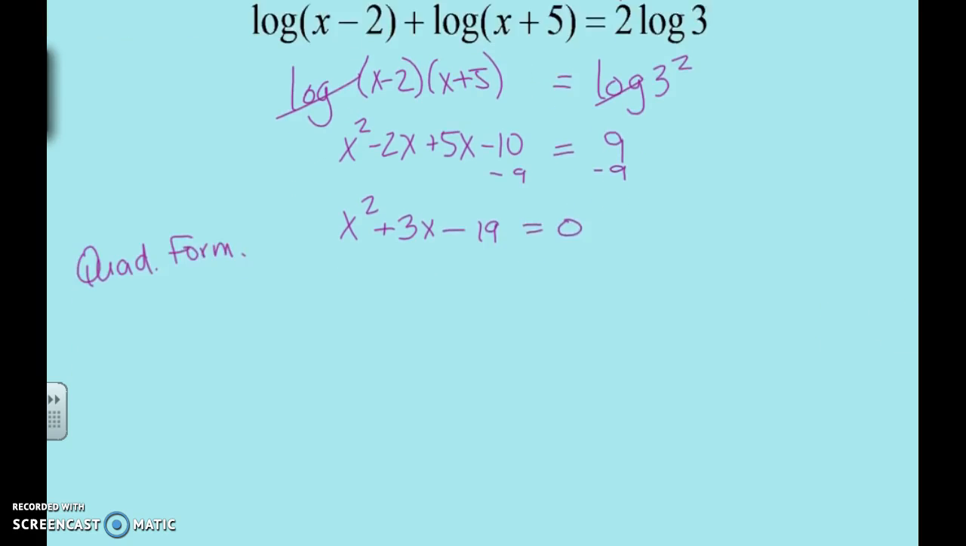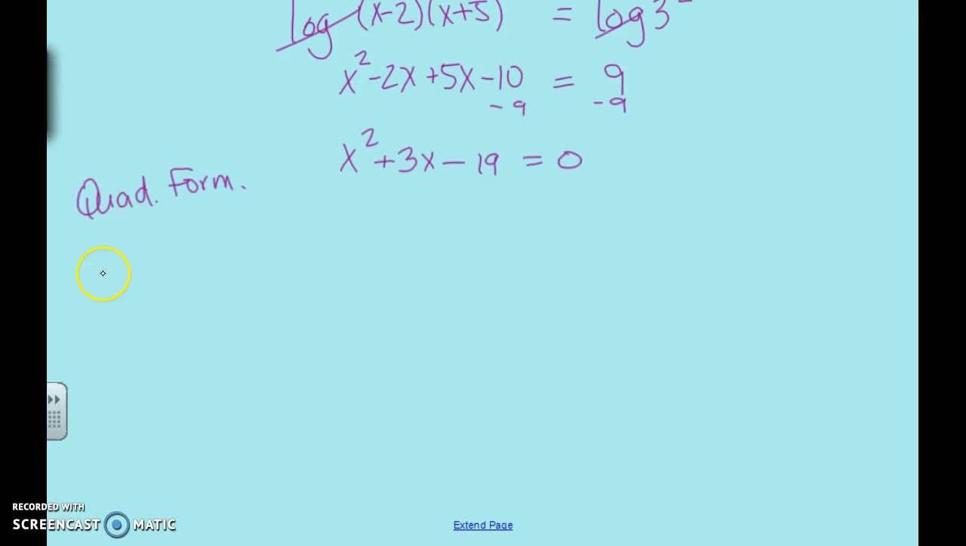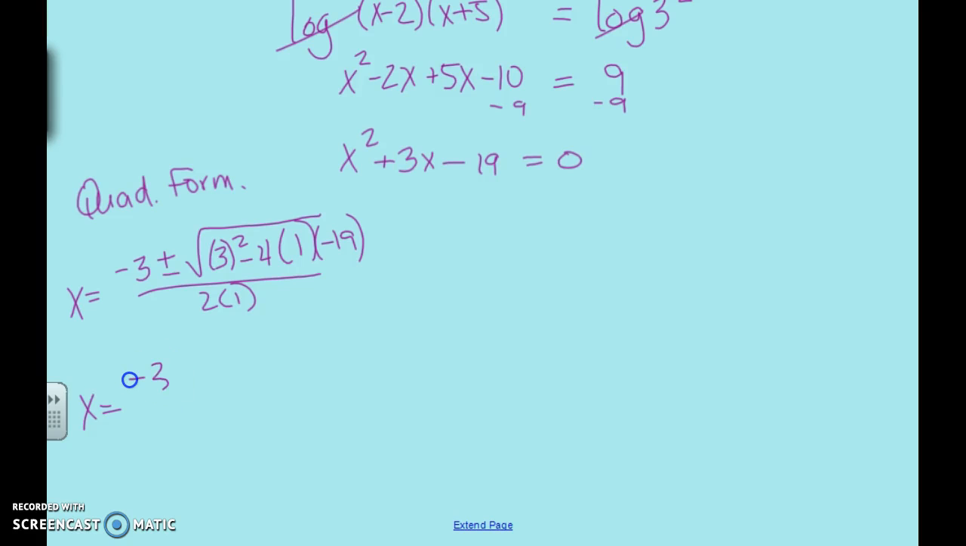I'm going to go off on the side here and do the quadratic formula because remember I'm trying to solve for x. Using the quadratic formula here, I get x equals negative b plus or minus the square root of b squared minus 4 times 1 times negative 19, all divided by 2 times 1. I can simplify this down to negative 3 plus or minus the square root of 85 over 2. And I'm not able to simplify this.